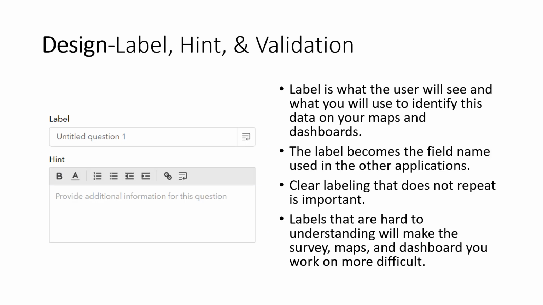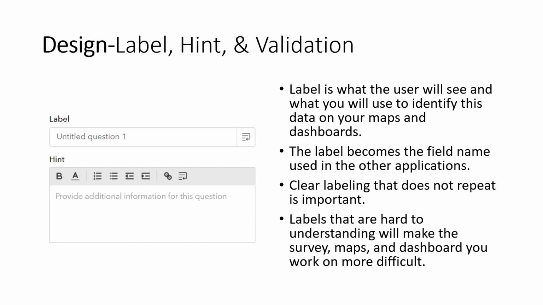So as you're designing these questions, you get a few options. When you select a question type, it asks you for a label, a hint, and validation. We're going to play with this more in other videos. This is just the overview of how it works. Once you have a question type or a data input type, the label is what the user is going to see, and it's what you're going to be able to identify on your map and dashboards.